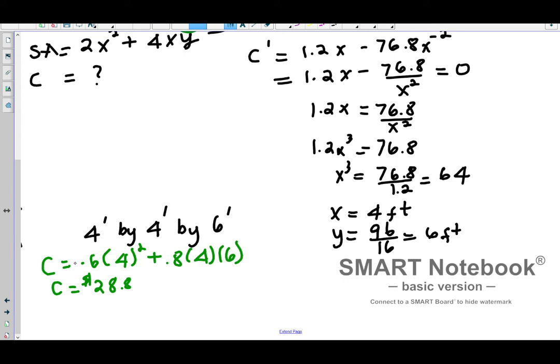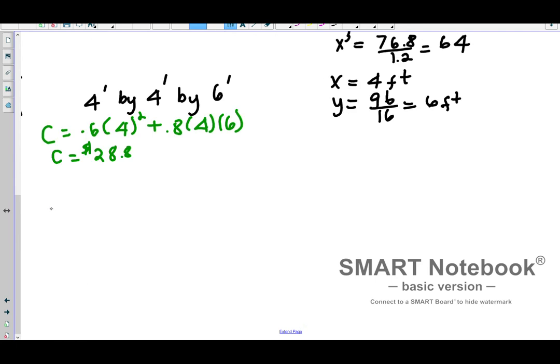So that is the cost of producing this box, and we're claiming that it is the best you can do, the lowest cost you can do with the given criteria that you had to have the volume as 96 cubic feet. And to check the answer, let's find C double prime. So this is the checking part.